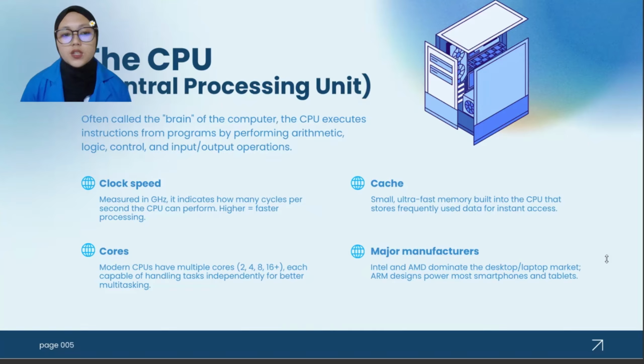Number 2, cores. Modern CPUs have multiple cores, each capable of handling tasks independently for better multitasking. Number 3 is cache. Small, ultra-fast memory built into the CPU that stores frequently used data for instant access. Number 4 is major manufacturers. Intel and AMD dominate the desktop and laptop market. ARM designs power most smartphones and tablets.